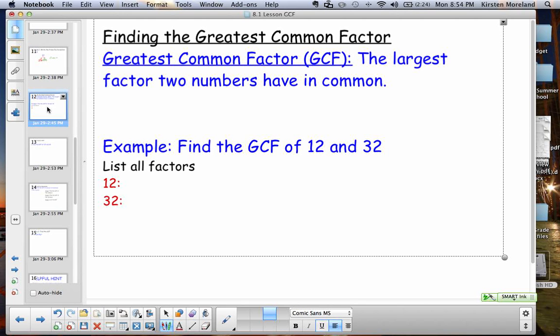Right, the next thing we're going to look at is greatest common factor, which you've probably seen as well before, but the greatest common factor is just the largest factor the two numbers have in common. So what I like to do, this is the method I use. There's other methods if you look in your book, but I just write the factors out.